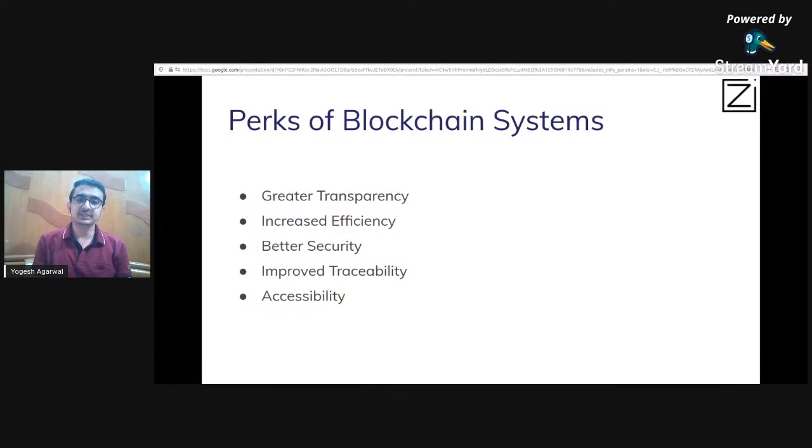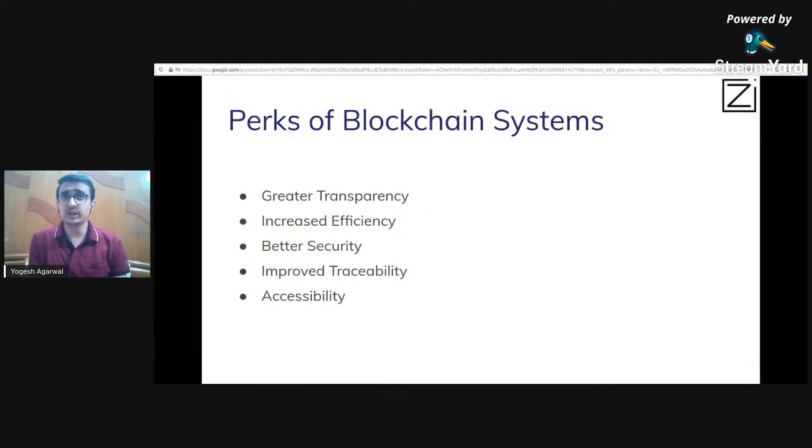Then comes increased efficiency. Blockchain removes the need for middlemen, as we have also seen in peer-to-peer systems. There is no central server, so two peers can directly contact each other without the need of any third party. It increases the efficiency because it is shortening the process. Then there is better security. The security is better because it uses a very high level of cryptography, and since we have already seen that it is immutable, it offers better security than the existing systems.